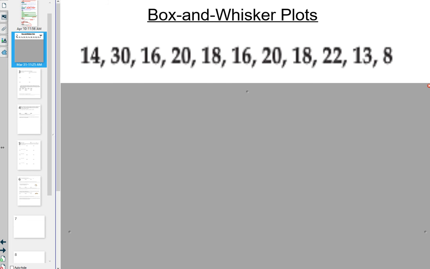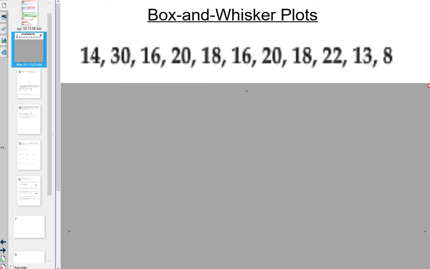So here, let's say this is a group of data. It could be whatever. How many points Nakai scored in basketball games this year? He scored 14 points in his first game, 30 points in the second game, 16 points and 20 points. He had a good season. 18 points, 16, 20, 18, 22, 13. And then in the last game, he was on a minutes restriction because we had already qualified for the playoffs, so he only scored 8 there because he didn't play that much.